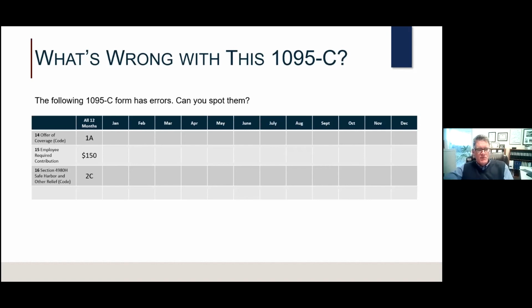Okay, take a look at this form and let me know if you see any errors. This should be fairly obvious at this point. So this is a qualifying offer of coverage. There's 1 way this form might be in error. So you've got the code 1A, which is a qualifying offer of coverage with a cost of coverage of $150. So we know right away, because of that cost of coverage, that this is not a qualifying offer of coverage. That 1A should not be there. I would expect to see 1E, not 1A.